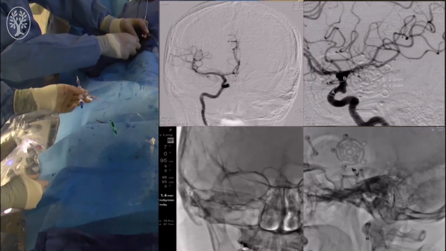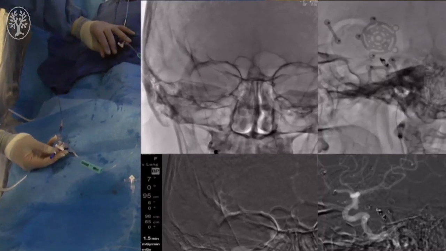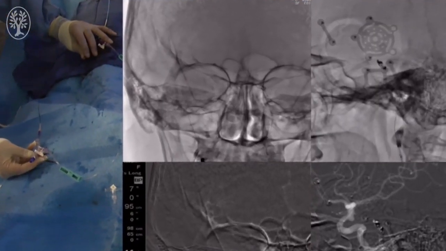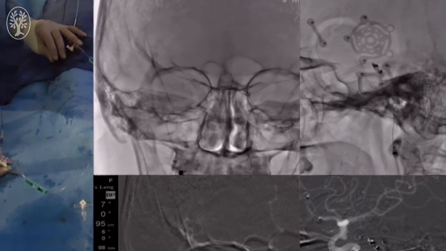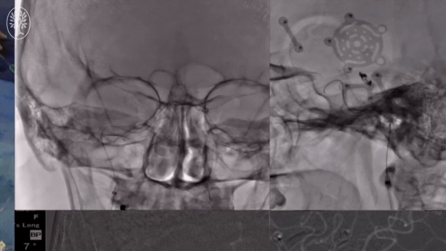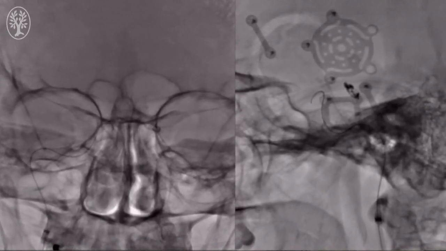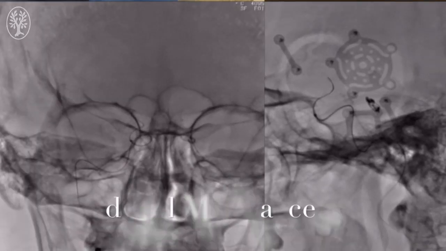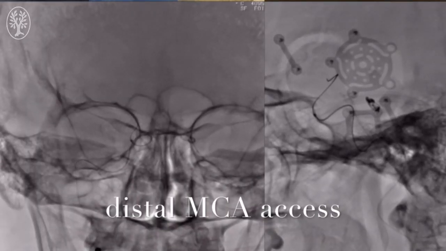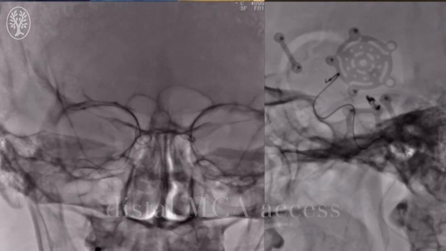We advance the microcatheter over an 014 wire. And there you can see it in the horizontal cavernous. The microcatheter tip is just behind. And then we advance the microwire and catheter system into the middle cerebral artery. Then the microcatheter is crossing the ophthalmic, the PCOM, and now into the middle cerebral artery.